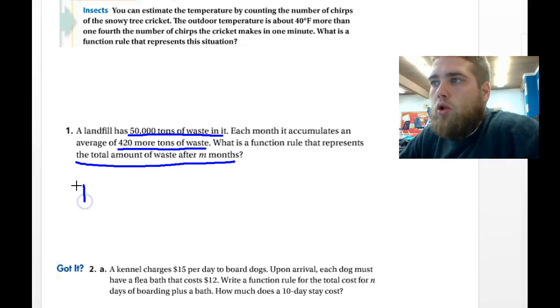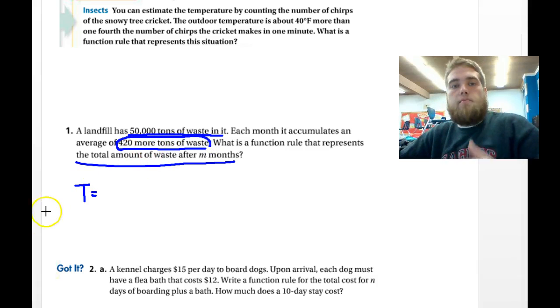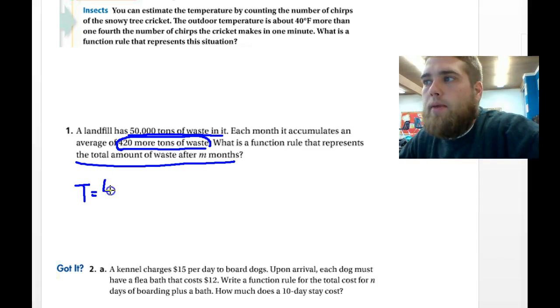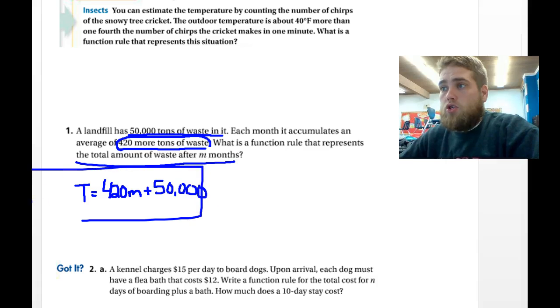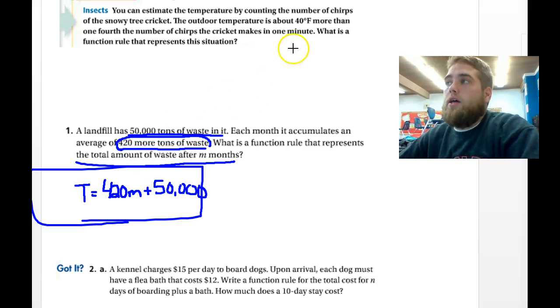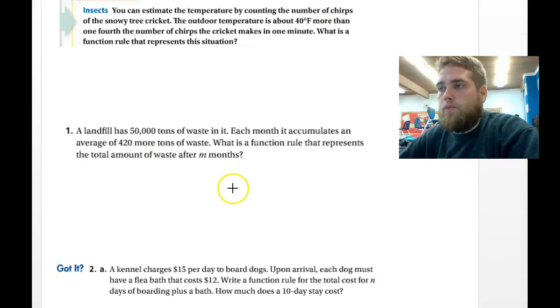So total amount of waste equals, I know we're gaining 420 more per month, right? So every month we add 420. So how do we write that in math? 420m, so 420 per month plus my initial tonnage, which was 50,000. And that's it. We're done. Put a square around it. All we're doing is you read the problem, pick the important information out, and then move on.